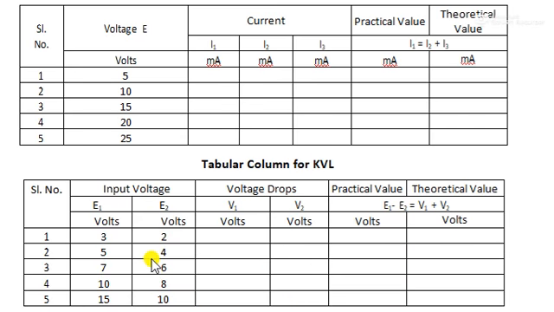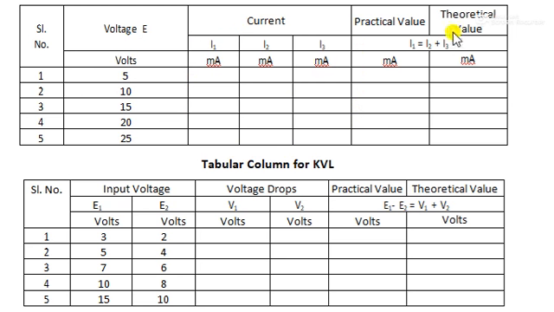Now if you go to the tabulation part, this is the tabulation part. In the tabulation part, you can see serial numbers 1 up to 5, so 5 readings are there, and with 1 RPS you can give 5, 10, 15, 20, 25 volts. When you give the voltage, you will observe the different currents, so I1, I2 and I3 you will get.